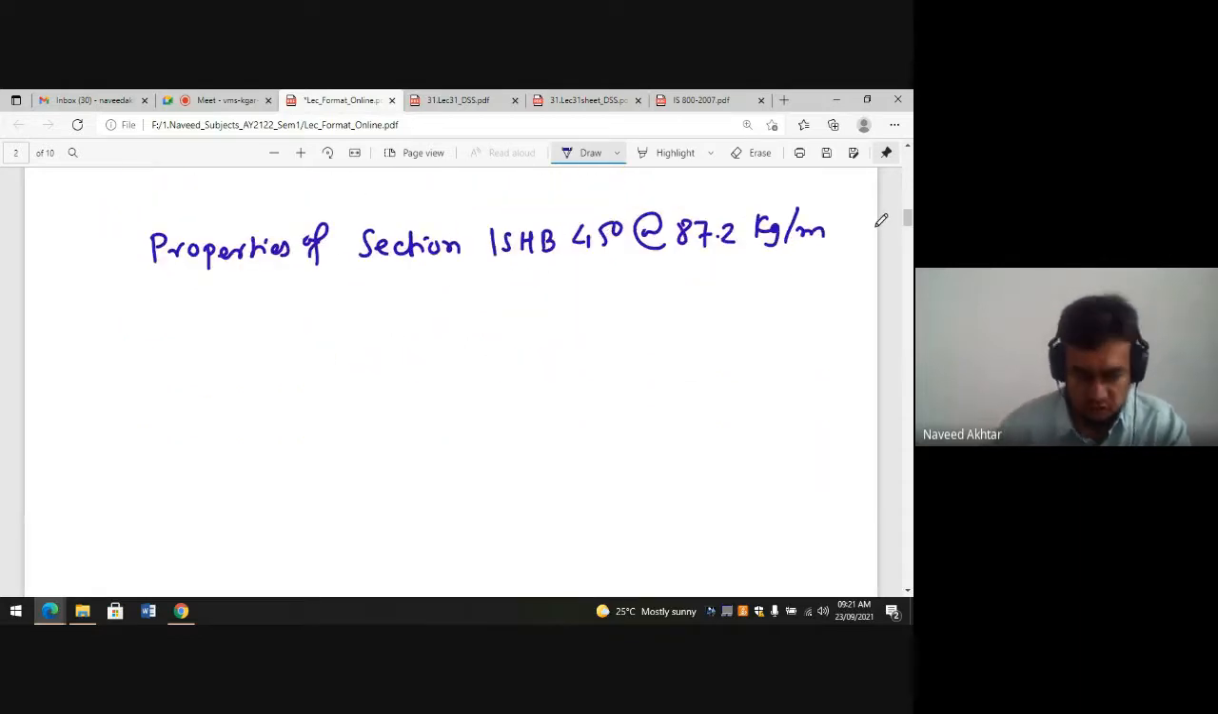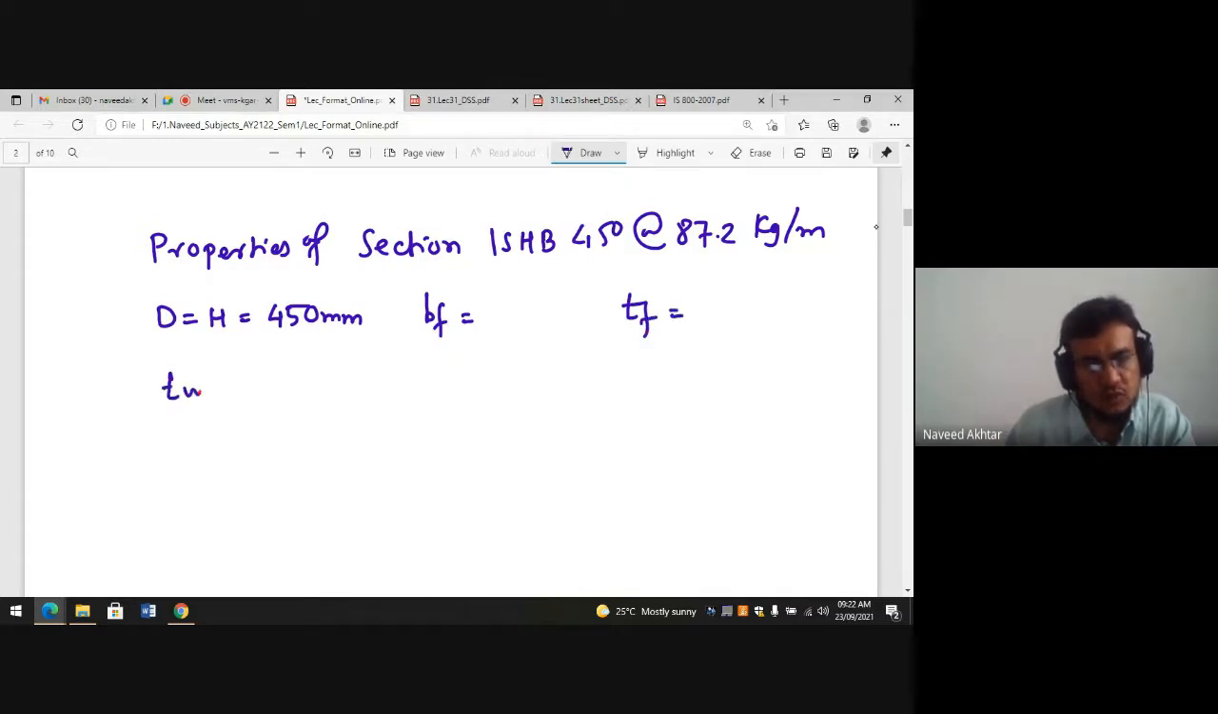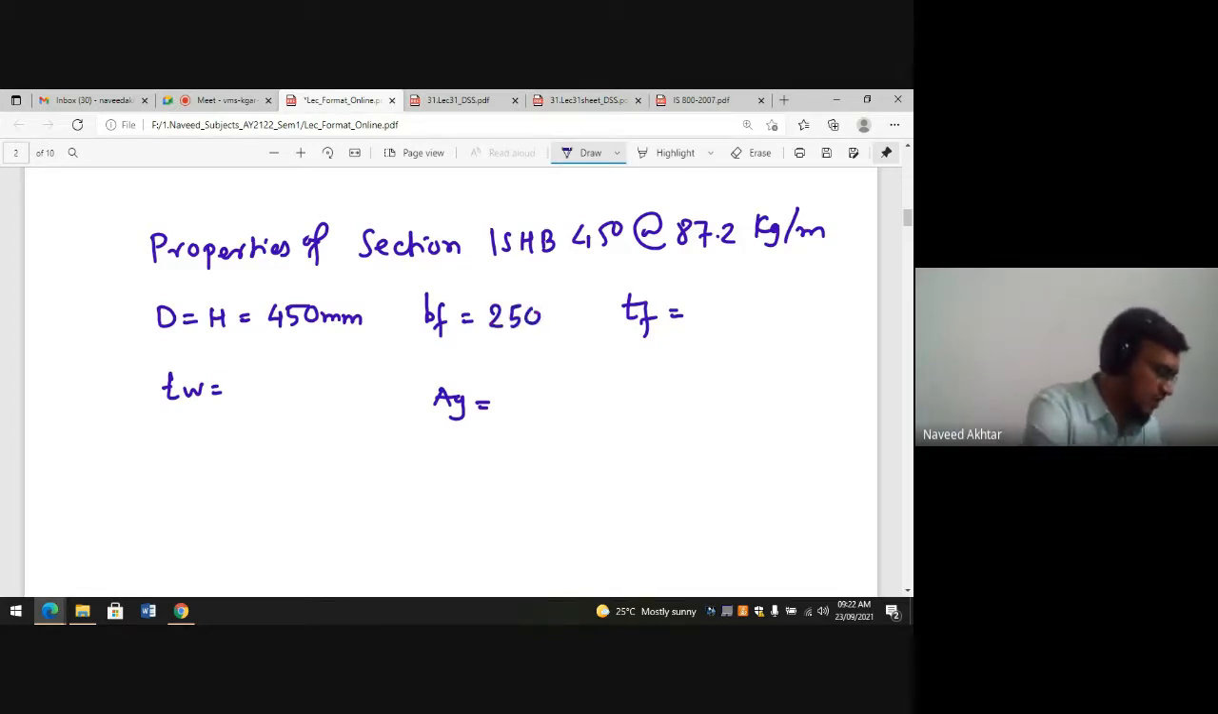So what are the properties of the section? You have to write down the depth, which is nothing but H, 450, given. BF is the width of flange, TF is the thickness of flange, TW is the thickness of web, and AG is the cross-sectional area of the section. So H is 450, width of flange is given 250, thickness of flange is given 13.7 mm, thickness of web is given 9.8 mm.